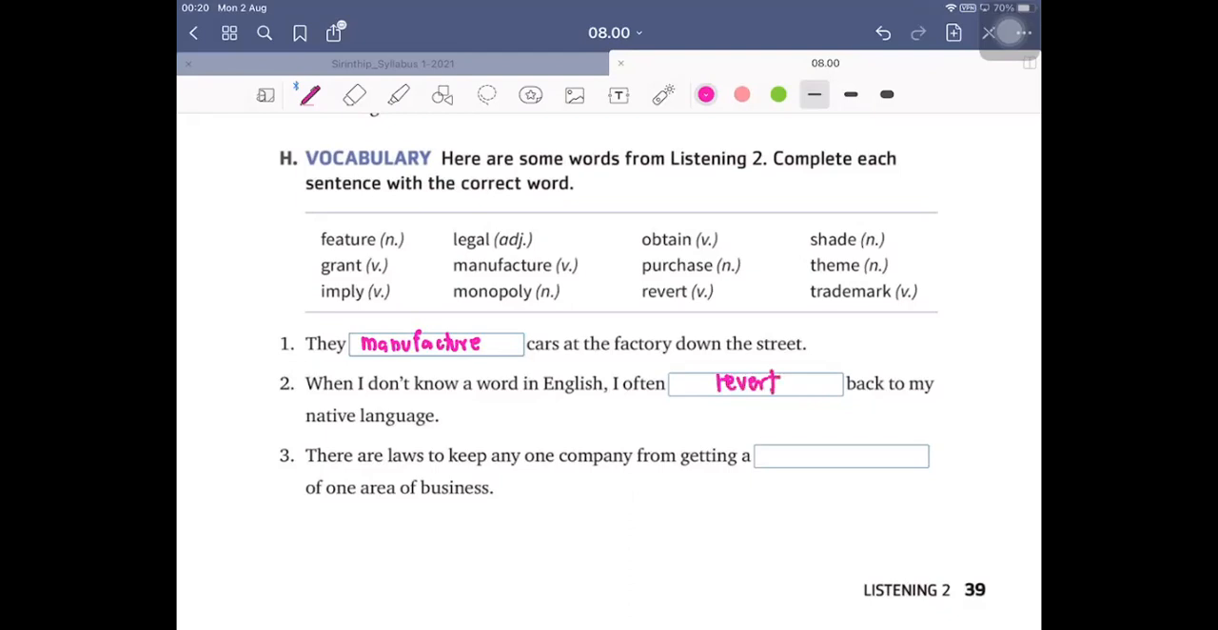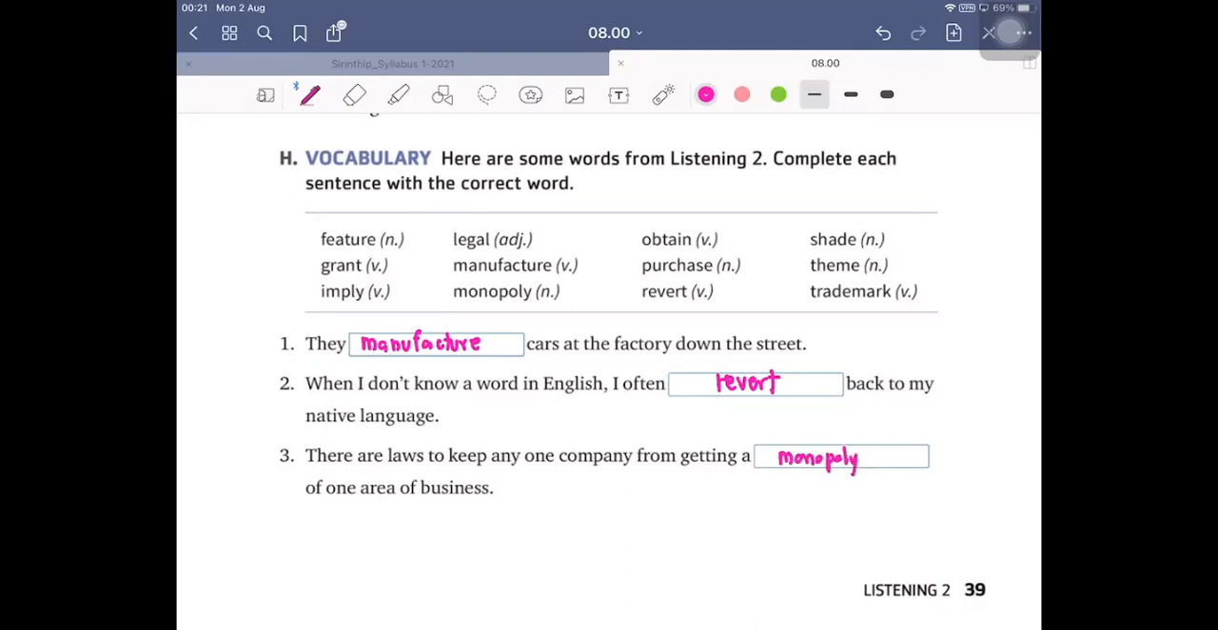Number 2, when I don't know a word in English, I often revert back to my native language. Okay, it's like when you're trying to talk to each other in English or talk to me in English, and sometimes you can't think of the right word to say, so you speak to me in Thai, right? So that's what this sentence is all about. You can't think of it, you don't know that word, so you just go back to Thai. Normal, very normal.